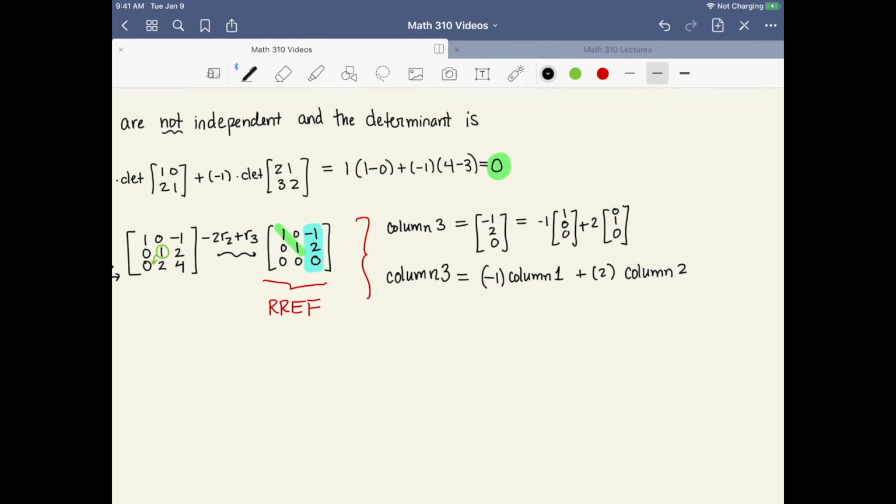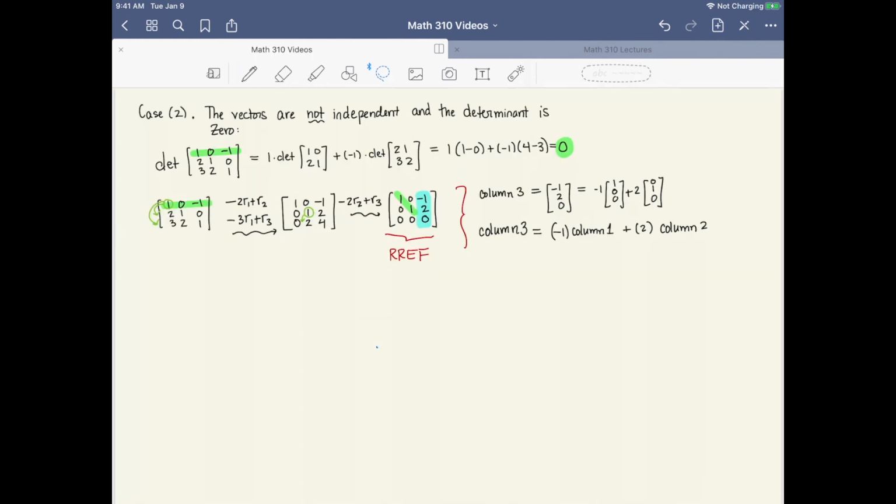Column 1 and column 2 are independent of each other. I'm staring at 2 vectors that cannot be written where one is a multiple of the other. There is no linear combination that relates them. But column 3 is dependent on column 1 and column 2. So out of this, I know that these 3 vectors together are going to span a plane in R3.